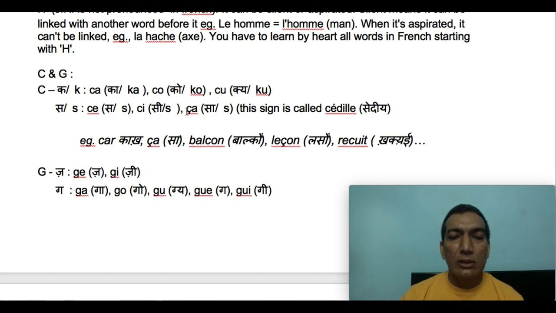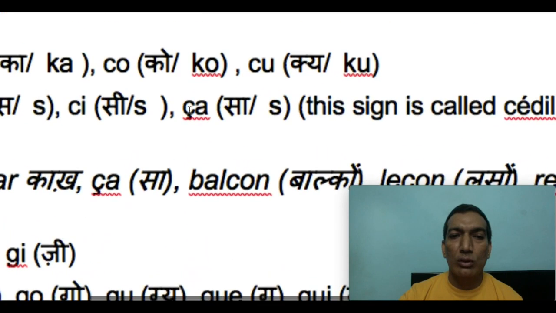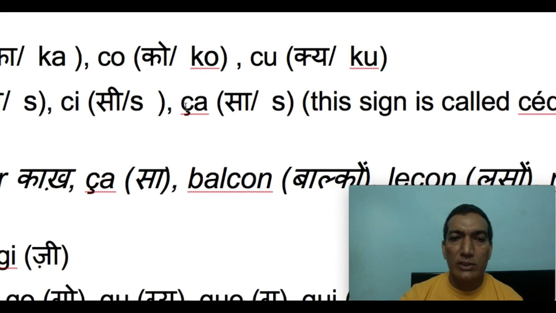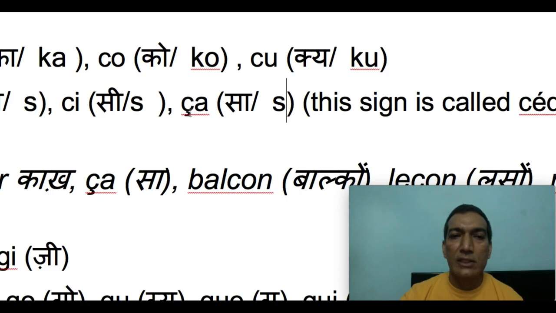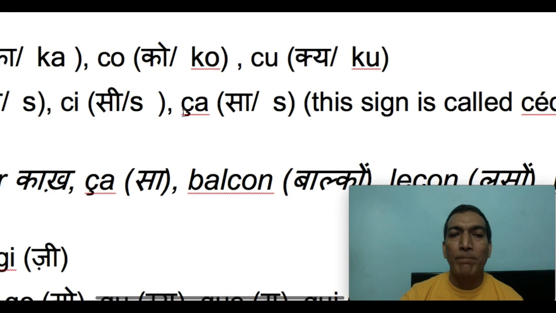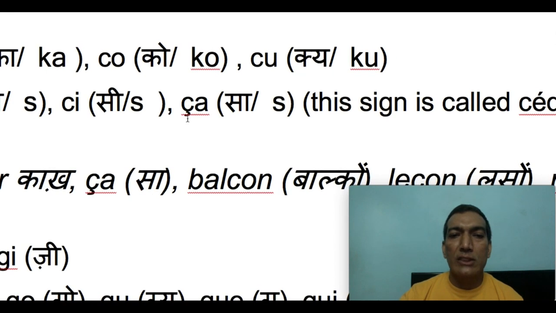There is also a variation of s. It is just to pronounce ca as sa. There is a sign here, which is called in French cédille. I will just show you, making it a bit bigger. You see this sign just below the letter C. This is called cédille.